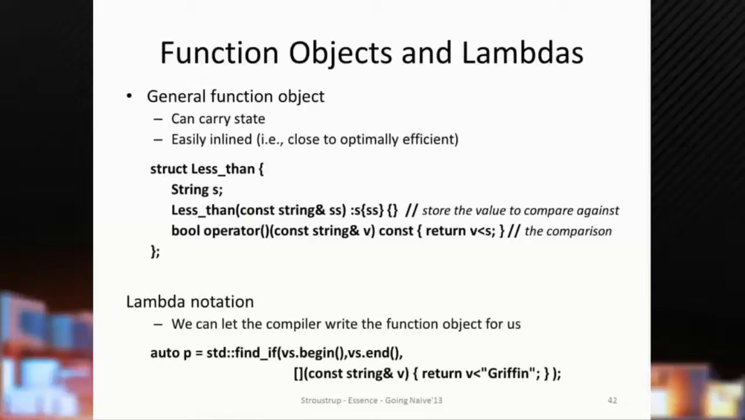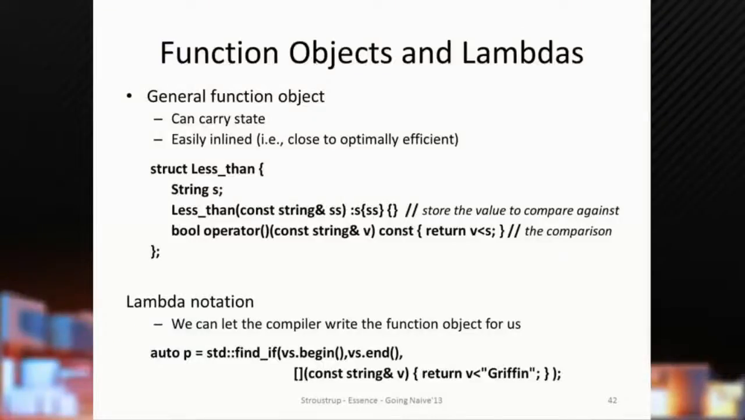Okay, this has been in C++ in various ways since the late 80s, early 90s. So we write a lot of function objects. That's the way we represent operations, predicates, etc. They can carry state, that's important. They're easily inlined. They actually work better in simple cases than an indirect function call.